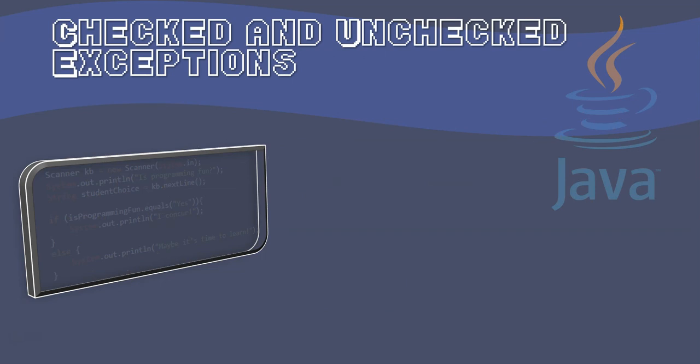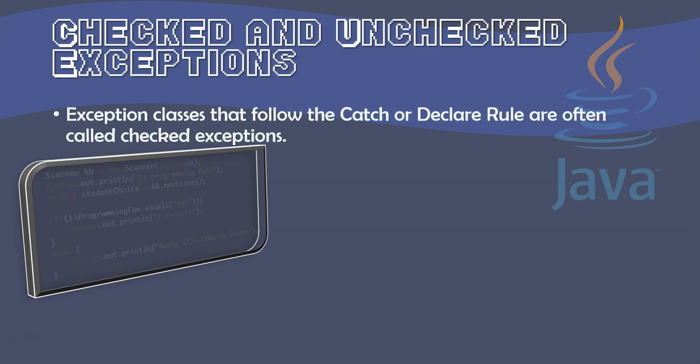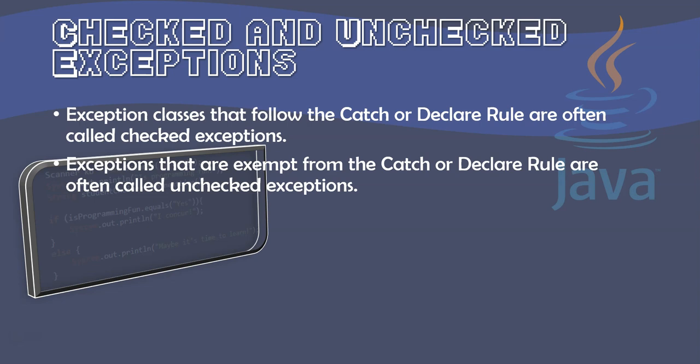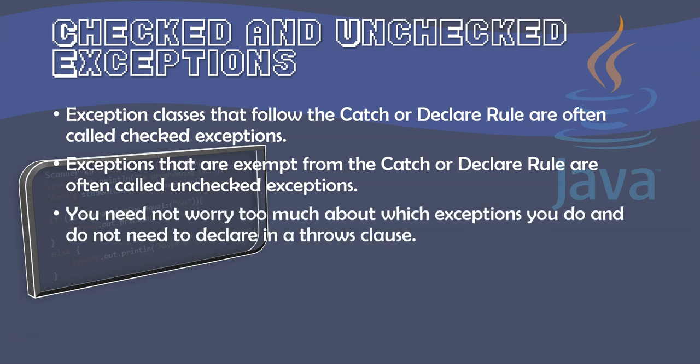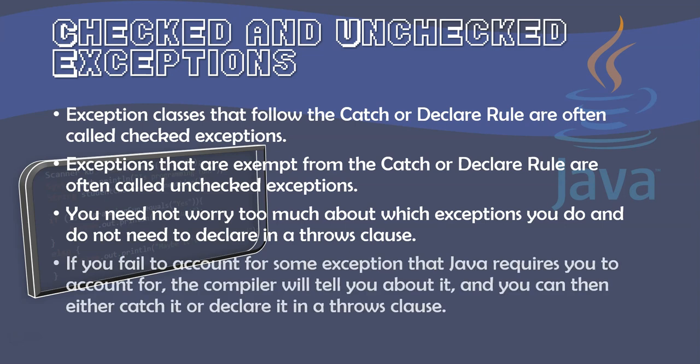Now, when we start looking at these exceptions, obviously there are checked exceptions and unchecked exceptions. And what does that mean? Well, exception classes that follow the catch or declare rule are called checked exceptions because the compiler is actually checking to see that they are accounted for. Exceptions that are exempt from that rule are called unchecked exceptions because you don't have to have, for example, that catch block or that throws clause. You don't necessarily need to worry too much about which exceptions you need to declare within a throws clause.